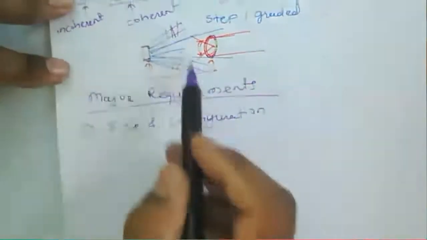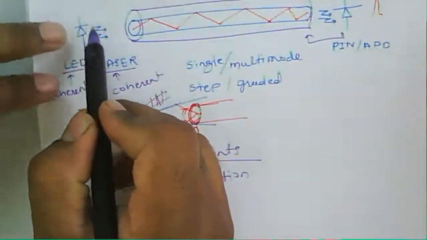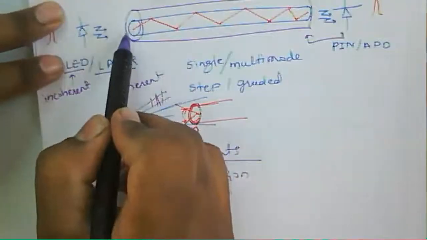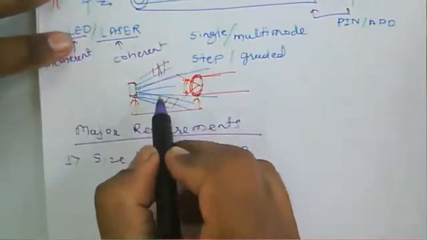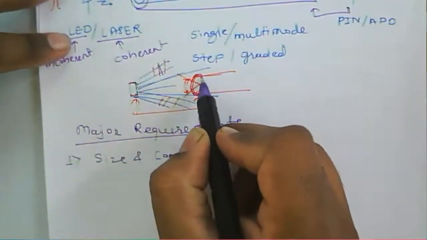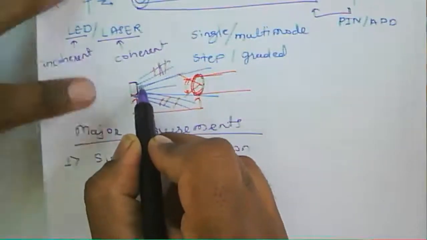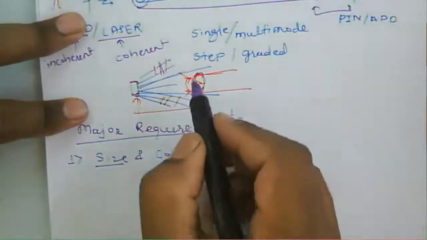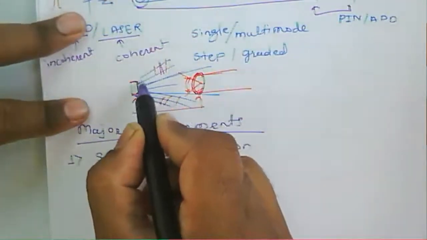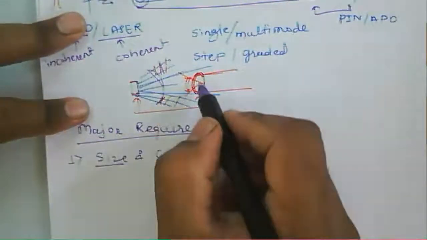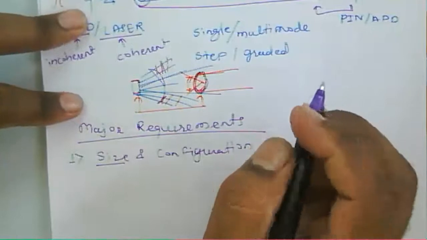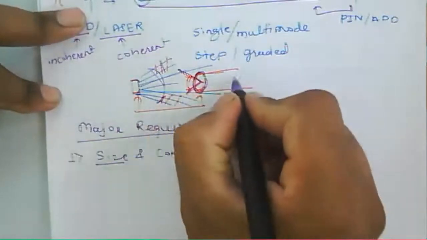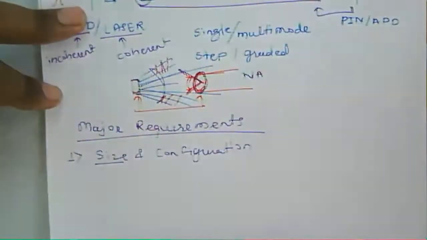So for a given particular source, whichever light is emitted from the source, all the light from the source should be coupled into the fiber. That's why the size and the configuration matter, regarding what the radiation pattern of this particular source is and what the core size of this particular fiber will be. Means the acceptance angle, or you can say the numerical aperture, of a given particular fiber.